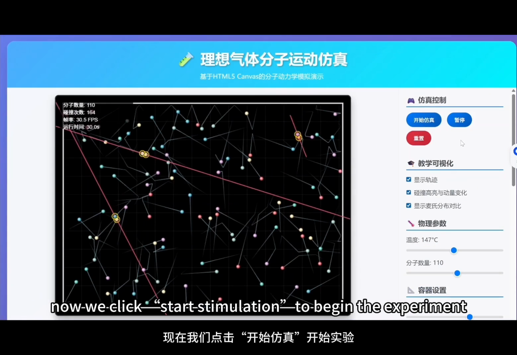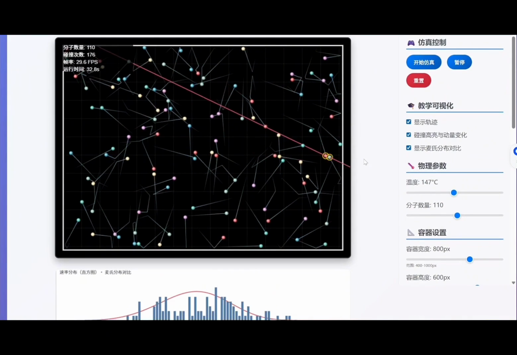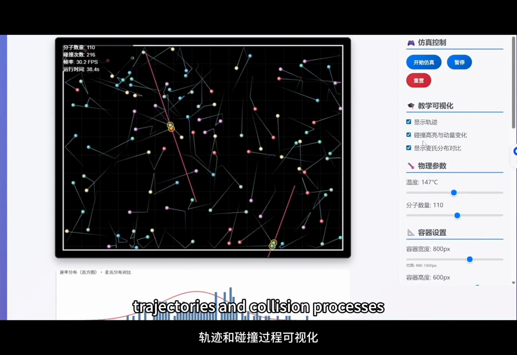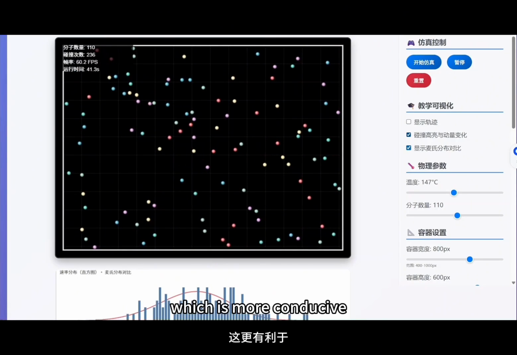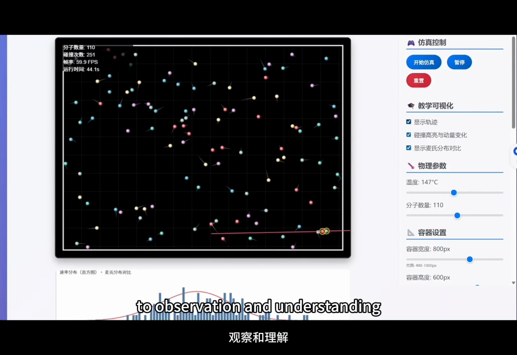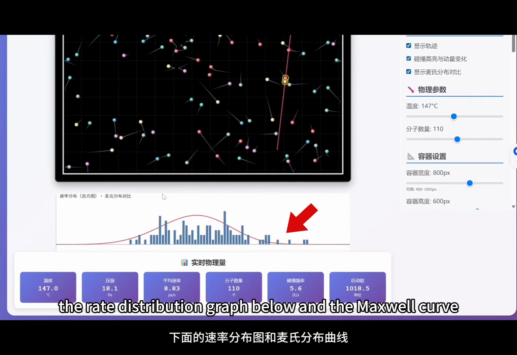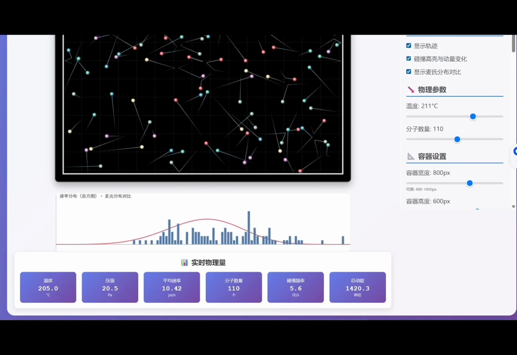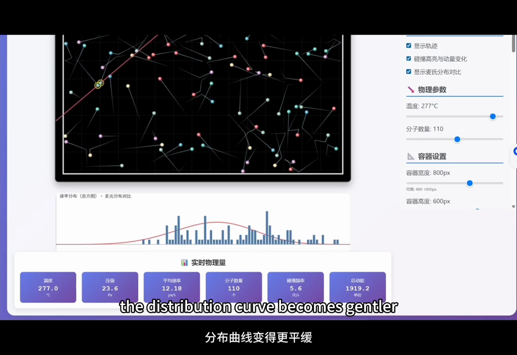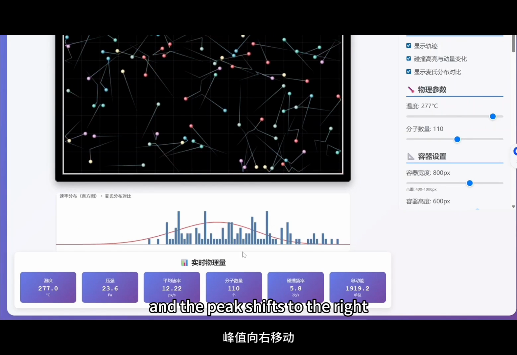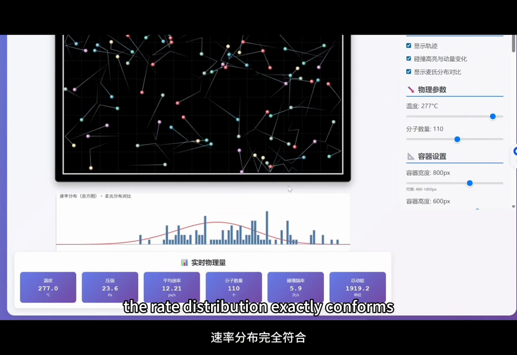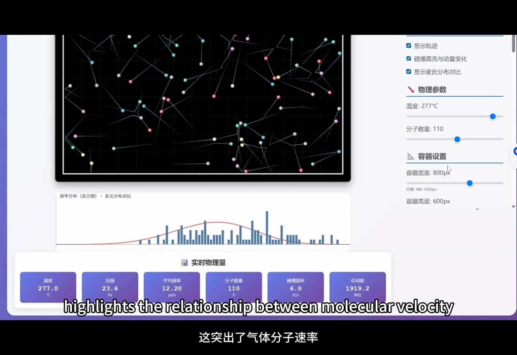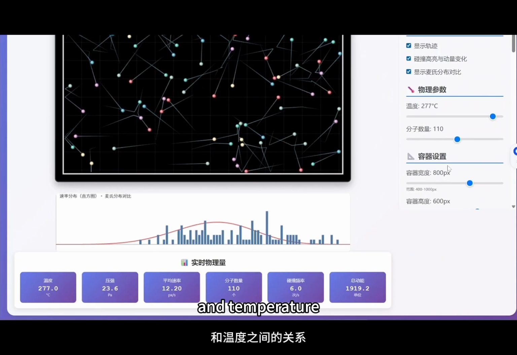Now we click Start Simulation to begin the experiment. You can see that our experimental program can visualize the molecular motion, trajectories, and the collision processes, which is more conducive to observation and understanding. At the same time, the rate distribution graph below and the Maxwell curve are visually compared. When temperature is increased, the distribution curve becomes gentler, and the peak shifts to the right. The rate distribution exactly conforms to the Maxwell distribution curve. This highlights the relationship between molecular velocity and the energy and temperature.